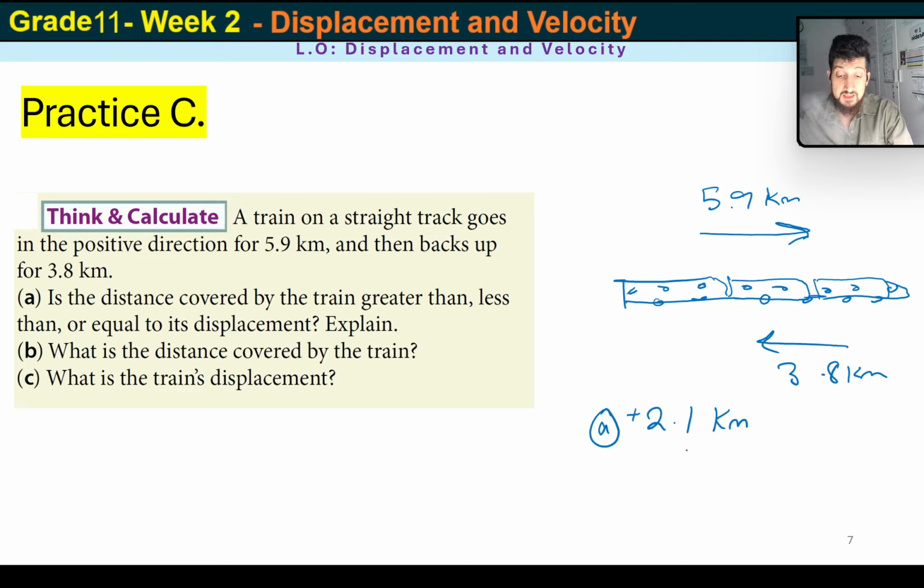Whereas if we look at the distance, the distance, on the other hand, is equal to 5.9 plus 3.8. So the distance is going to be 9.7 kilometers. So obviously the distance is much bigger than the displacement. And we've just answered the question. So the displacement is going to be 2.1 kilometers forward. The distance is going to be the total journey, which is going to be 9.7 kilometers.